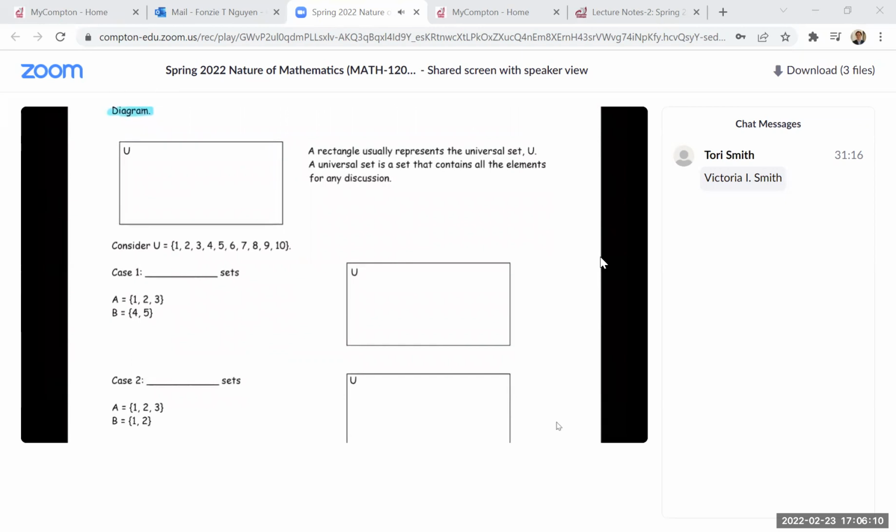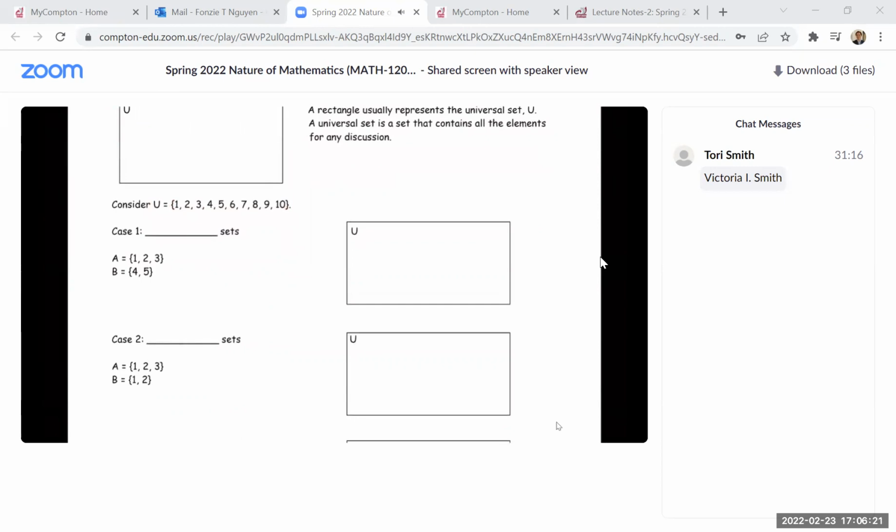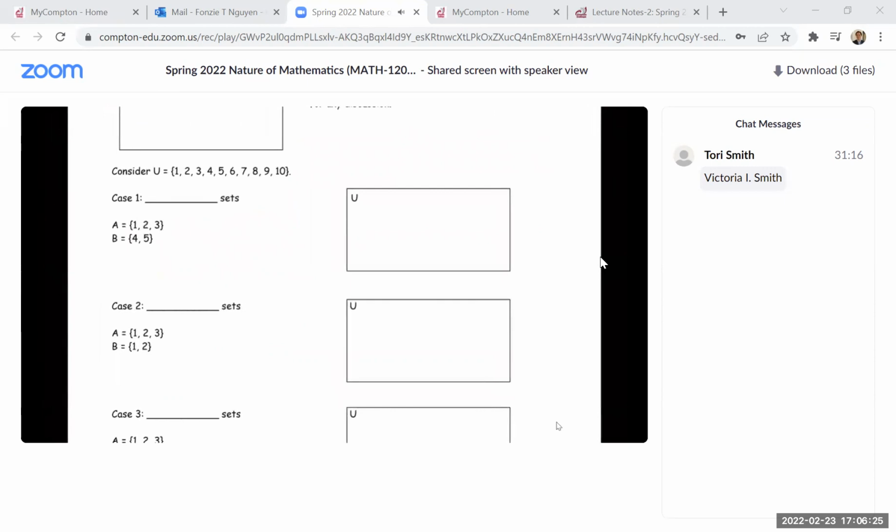Consider U. U is everything. U is a universal set. So this is all the elements in the rectangle. Case 1: you have A and B. So we have to draw that. Let's draw the 2 sets. Here's A. Here's B. You should label them A and B.